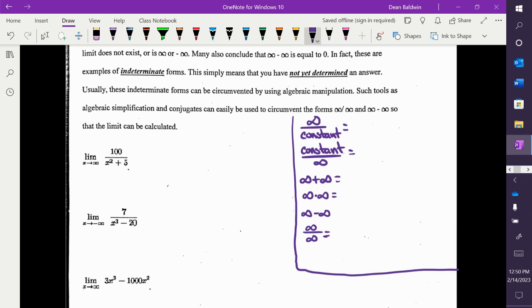Oh, one other one that we did yesterday, but we'll do it today. Constant divided by 0. What is a constant divided by 0? This is what we did yesterday, the very last one. Infinity, right? Plus or minus infinity. That's what we did yesterday. So that'll be plus or minus infinity.